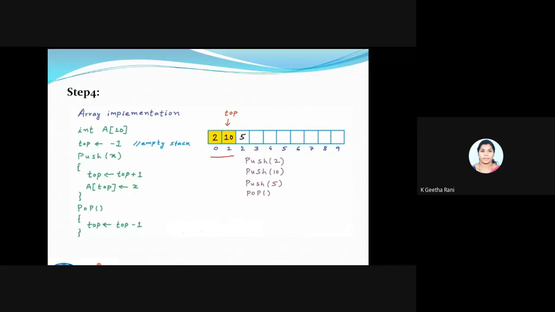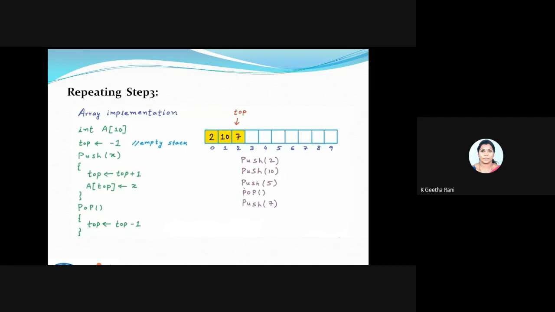Here this 5 will not be removed. When I'm going to push some other element, this 5 will be overwritten. It's some garbage value now. You can see the next one, push of 7. What happens here, just the 5 will be overwritten by 7. The push operation happens again, my top is incremented, and at the particular index I am putting this 7. Fine, so this is the push and pop coding part.